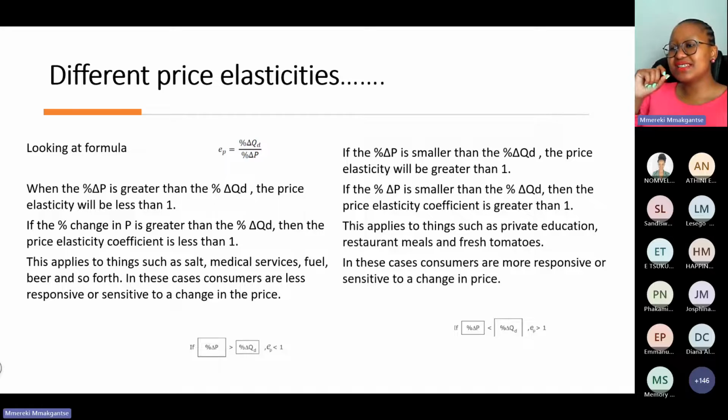So if the percentage change in price is greater than the percentage change in quantity demanded, then the price elasticity coefficient is less than 1. This applies to things such as salt, medical services, fuel, electricity, beer, shampoo. People who love their bubbles, they buy them. It doesn't matter how expensive they are. In fact, some people like the most expensive ones. They brag about them, you know.